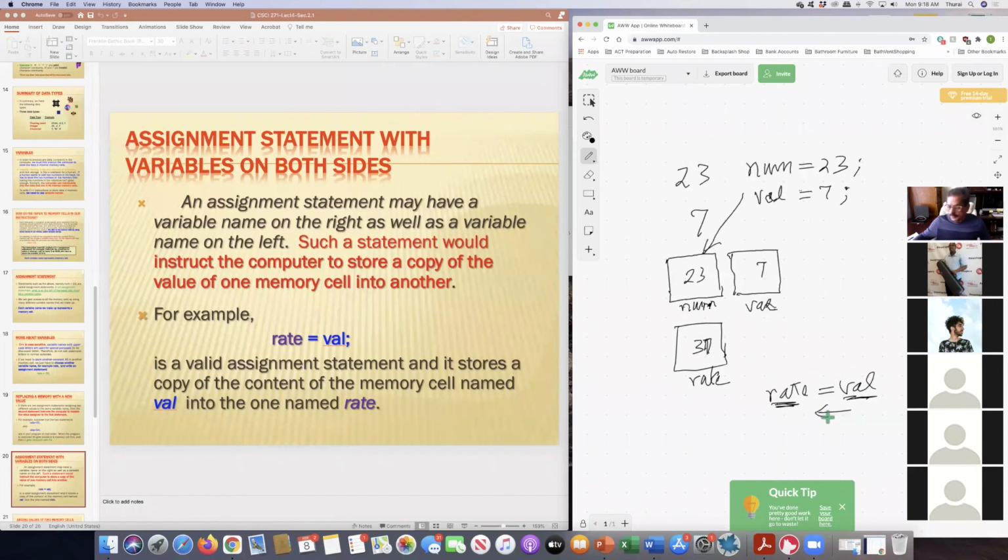Okay. So yeah, let me finish that statement I made. Rate equal to val means copy val, the value of this memory cell, into this. So whatever this already has will be erased. And that's what that means. Okay, so we will stop here.